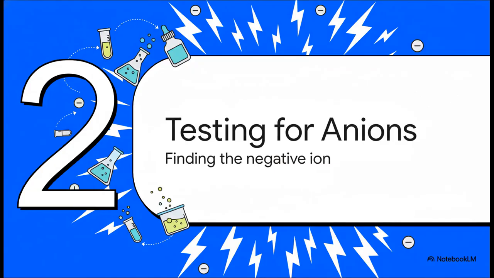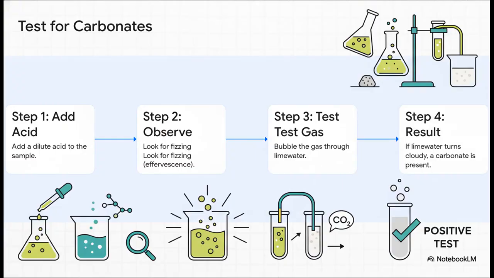Awesome. So we've got the positive ions sorted. Now it's time for part 2. Let's go after the negative ions, the anions. We're on the hunt for the other half of our mystery compound. First on our list is the test for carbonates. This one's pretty simple, a really clear 4-step process.